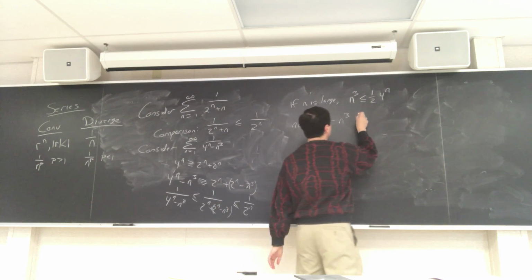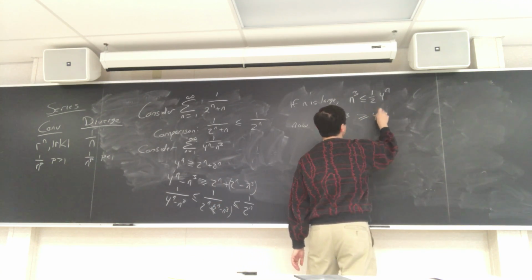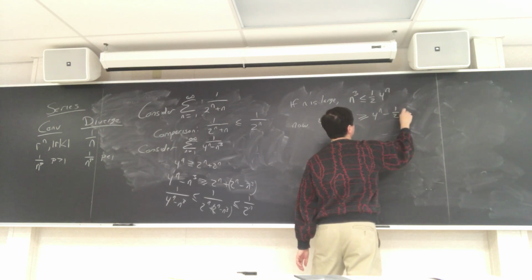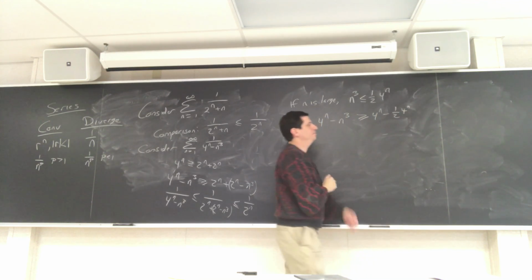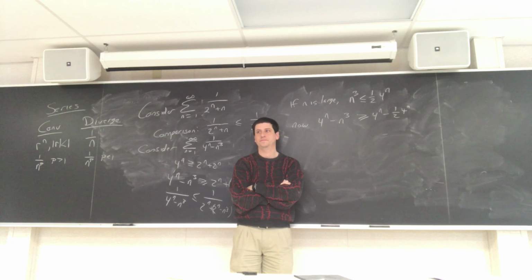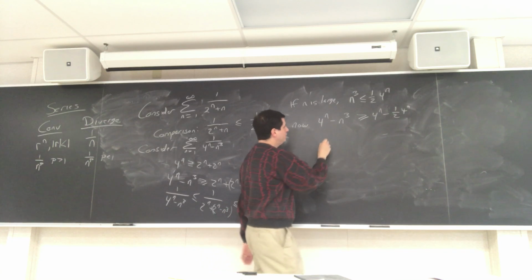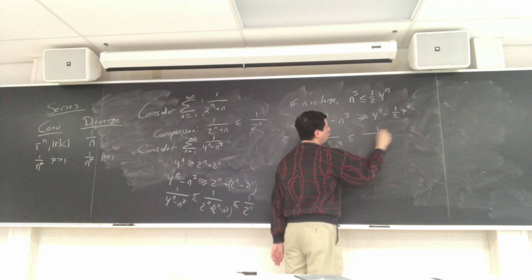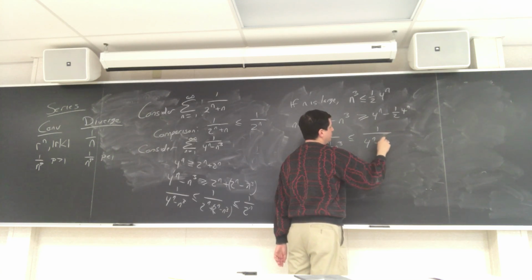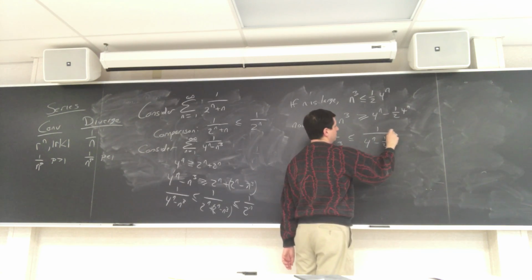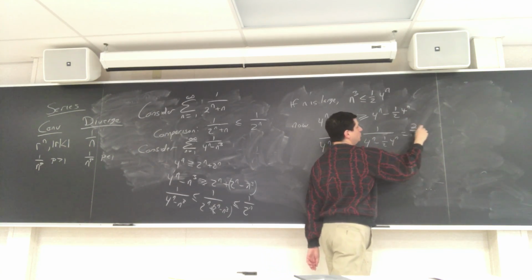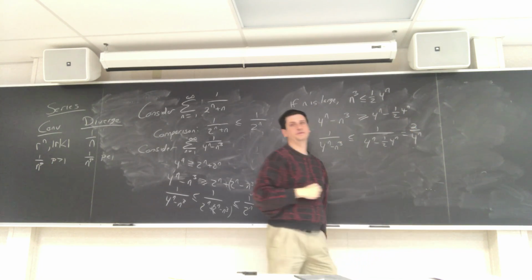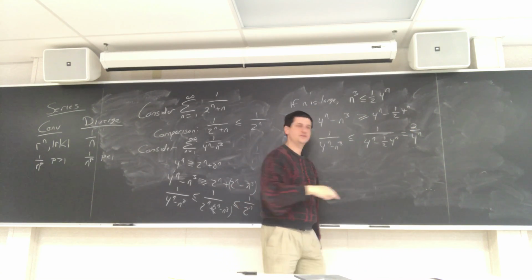So worst case, this is 4 to the n minus 1/2 4 to the n. I might have subtracted too much. So then we would get 1 over 4 to the n minus n cubed is less than or equal to 1 over 4 to the n minus 1/2 4 to the n. Oh, but that's just 2 over 4 to the n. And this converges.